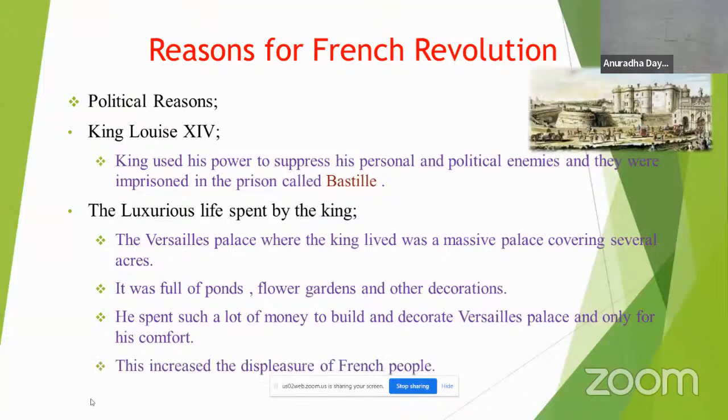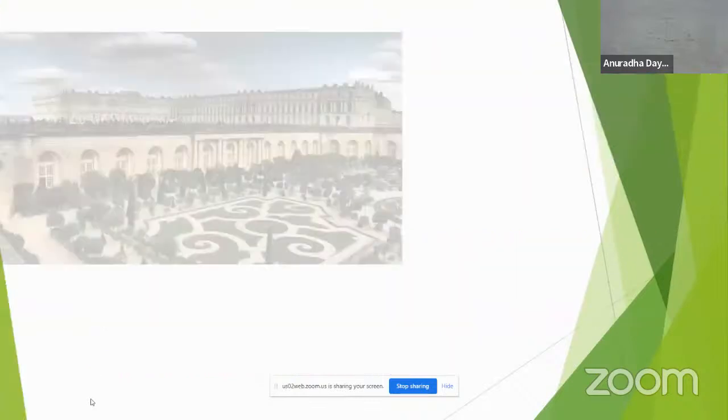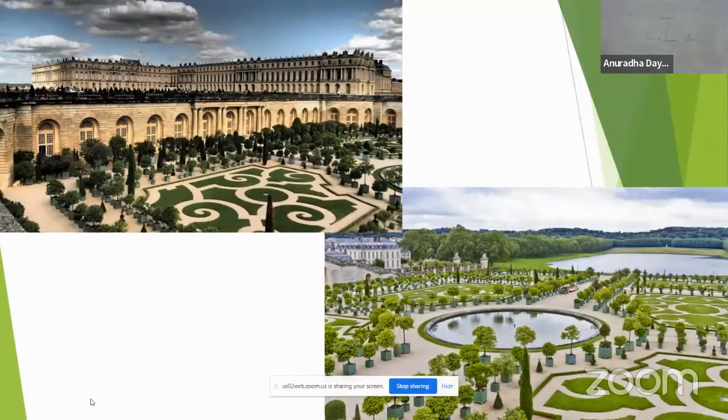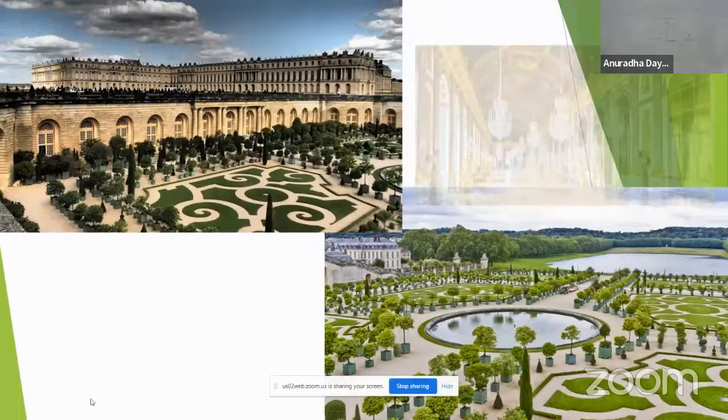This increased the displeasure of the French people. Why? People were suffering. They were not having anything to eat. They were paying high taxes, but the king was enjoying all the privileges and all the luxurious things. You can see some pictures of the Versailles Palace. See, acres and acres, a vast, massive palace with gardens, water gardens, and golden rooms.